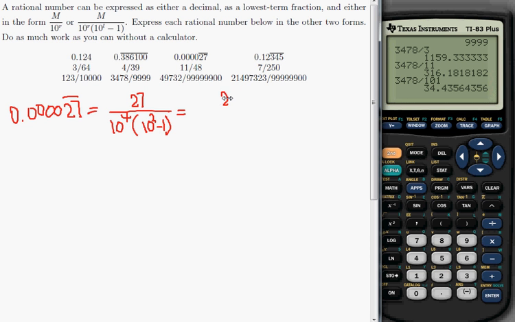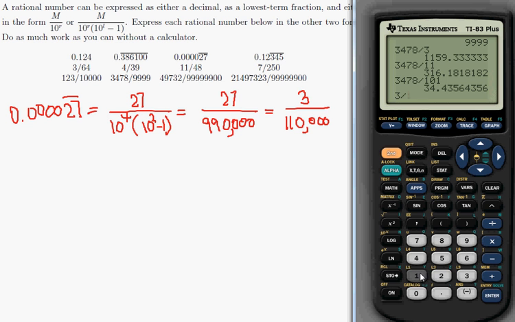So 27 divided by 99 times 10,000. Now clearly I can cancel 9 from top and bottom, so that leaves me 3 divided by 110,000. And let's check that actually works. 3 divided by 110,000 does give me 2.7 times 10 to the minus fifth repeating.